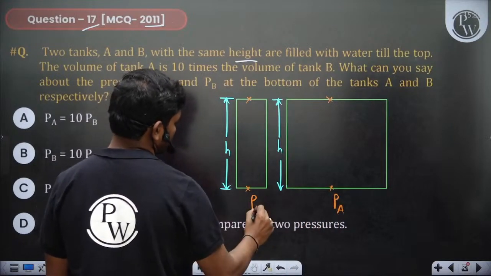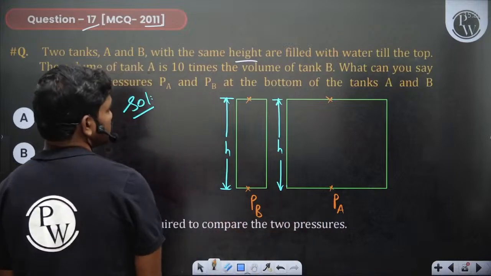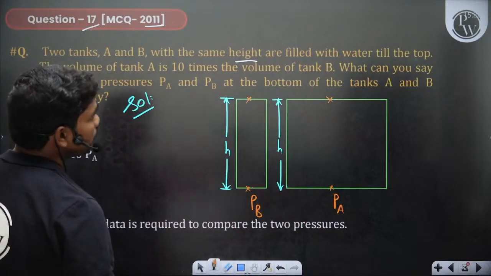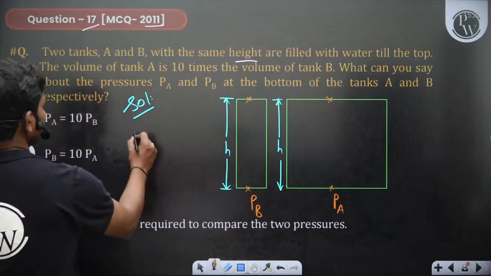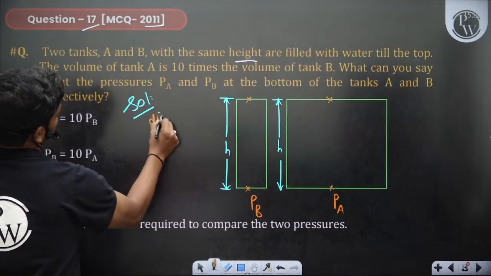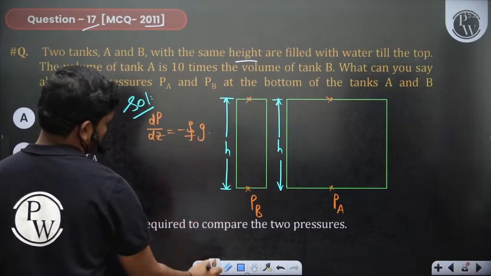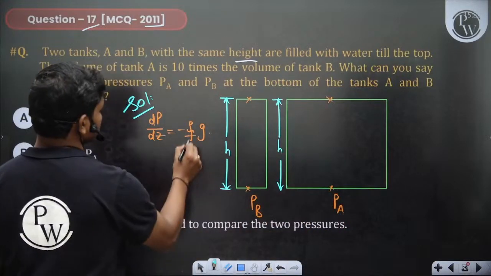This is 10 times that of the volume of tank B. So this is PB. The pressures PA and PB at the bottom of the tanks are the same. So we know dou P by dou Z, or in static conditions, so this is fixed.